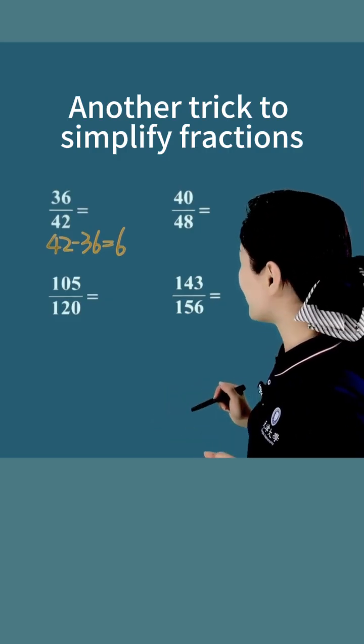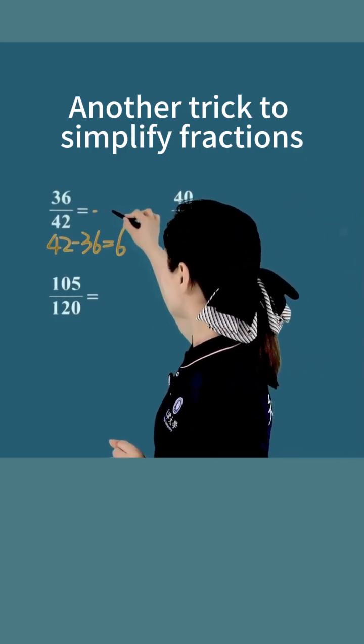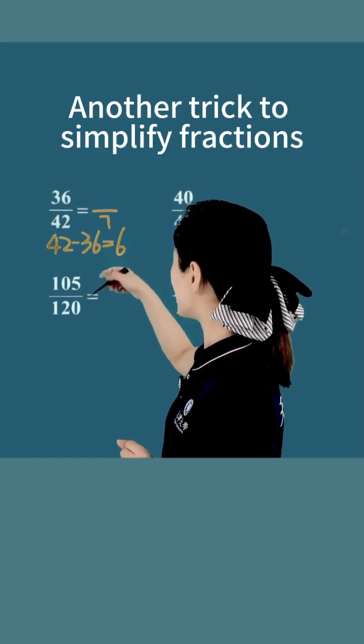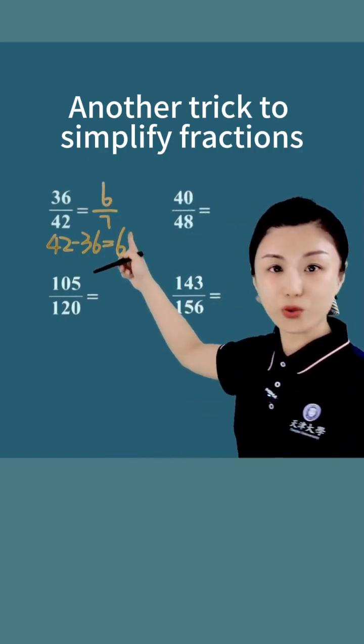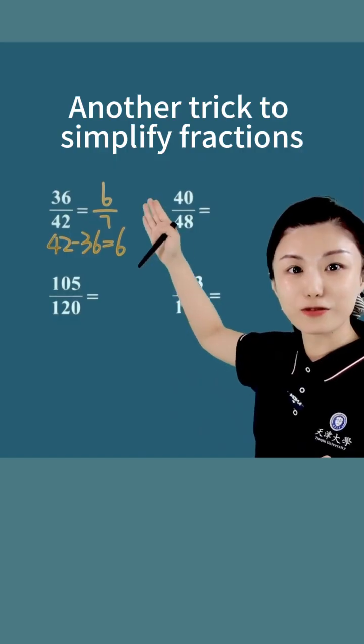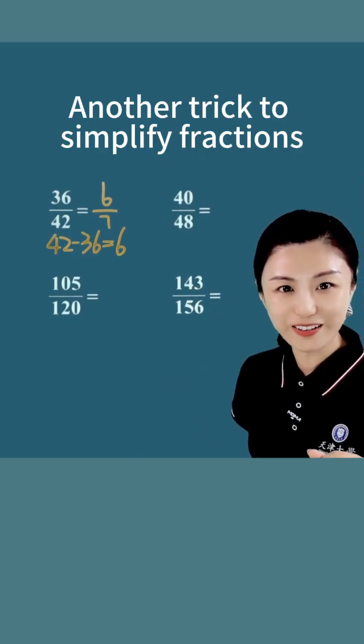Now, let's see what we get. 42 divided by 6 equals 7, and 36 divided by 6 equals 6. So after simplifying, the result is 6/7. So have you learned it? Let's look at the second problem.